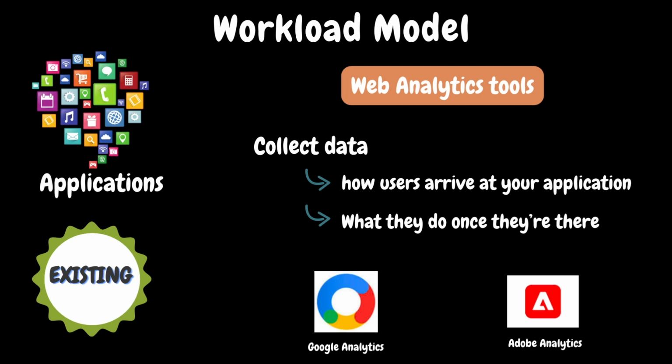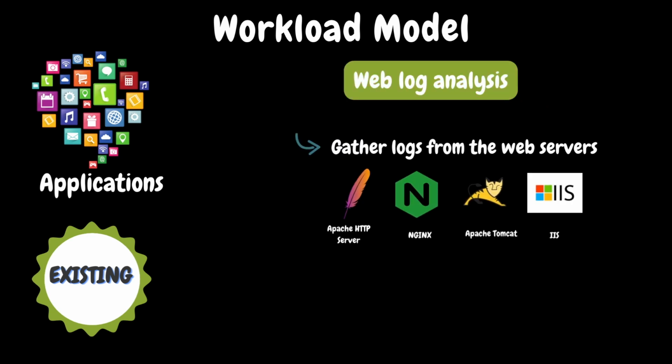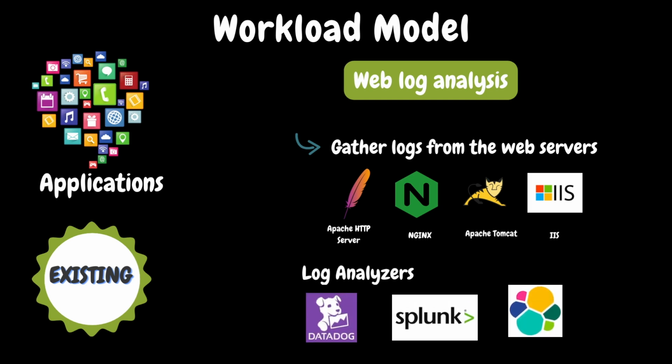Every time a user visits a web page, the tracking code will collect the information about how that user interacted with that page. The second approach is conducting weblog analysis. Today, a variety of web servers are available in the market, including Apache HTTP Server, Nginx, Apache Tomcat, IIS, and more. Performance testers collect logs from the web servers and analyze them to understand the user interactions with the application. They do the analysis using log analyzer tools like Datadog, Splunk, and Elasticsearch.